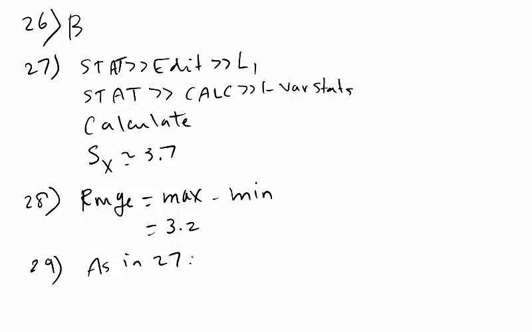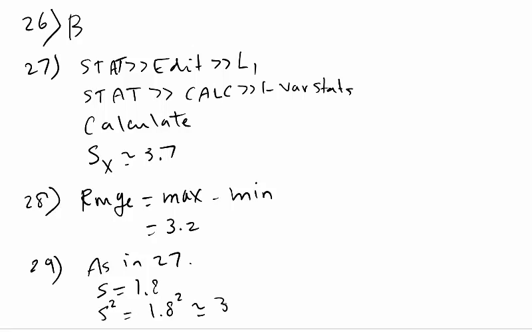Let me show you what the standard deviation is going to be. 1.8, and it's s. Now, what is the variance? Variance is s squared, so you just take 1.8 and square it, and you'll get the answer, which is about 3.32. Okay, so that's 29.